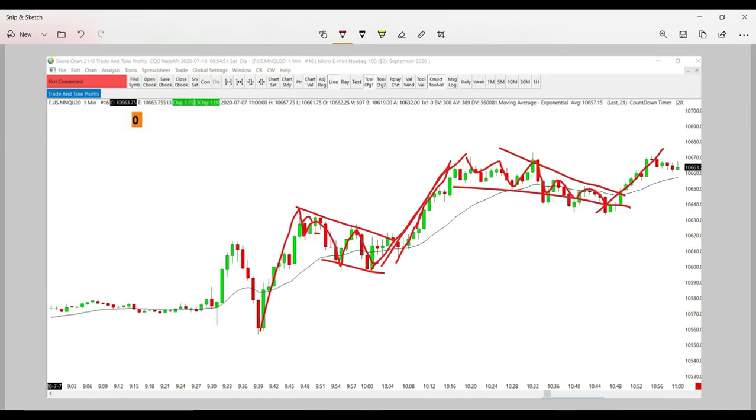Does it happen all the time? Of course not, but that's what it usually means. It usually means the market is pausing, and it's waiting for another move to the upside, or vice versa, another move to the downside.